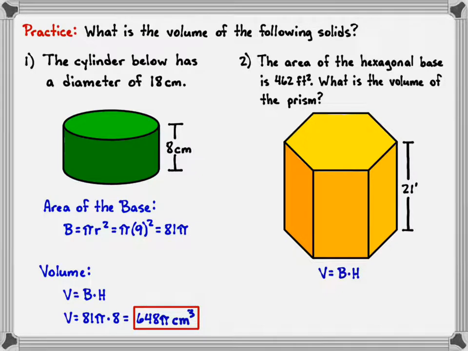The volume is equal to the area of the base times the height. And since the base shape has an area of 462, we plug that in. And the height here is 21. So we'll just multiply all that out and we get 9,702 feet cubed.